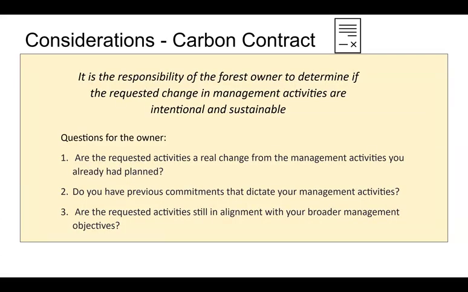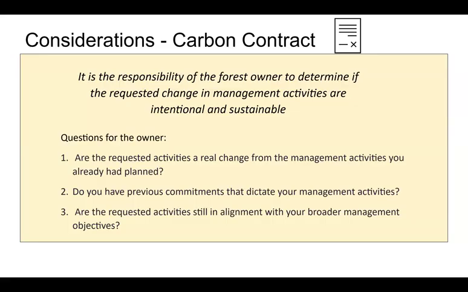So, when we talk about carbon contracts, there are a few key things landowners need to understand. First, it's their responsibility to make sure any changes in management are intentional and represent a real shift from what they were already planning to do. This is what's called additionality. The carbon program is paying for something new, not business as usual. Owners should ask, is this a real change from my original plan? And is it something I can sustain over time?